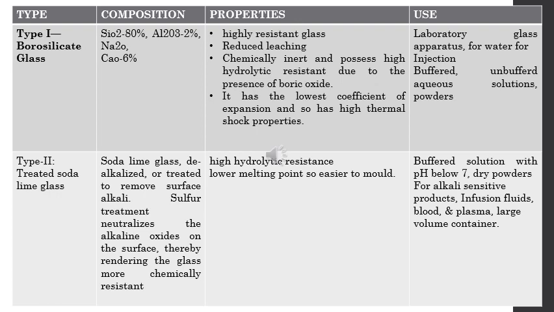The properties are: it has high hydrolytic resistance, and it has a lower melting point, so it is easy to mold. It is used for buffered solutions with pH below 7, for dry powders, and for products which are alkali sensitive. Infusion fluids, blood plasma and large volume containers are prepared using this type of glass.